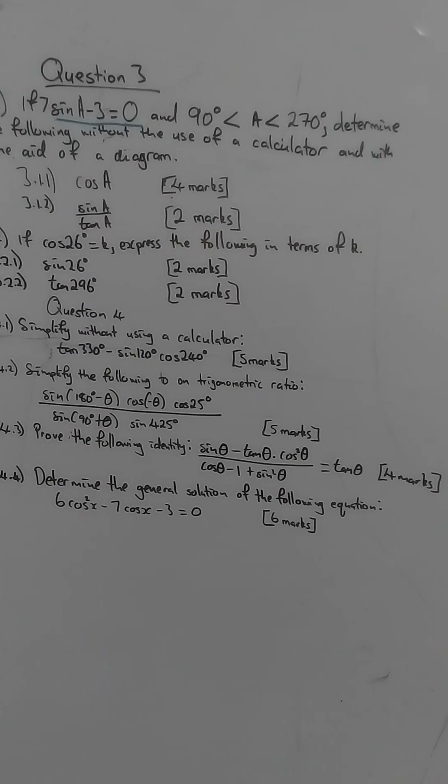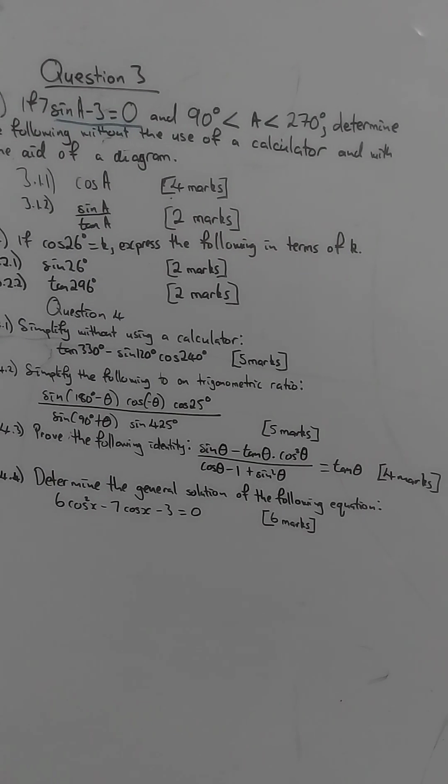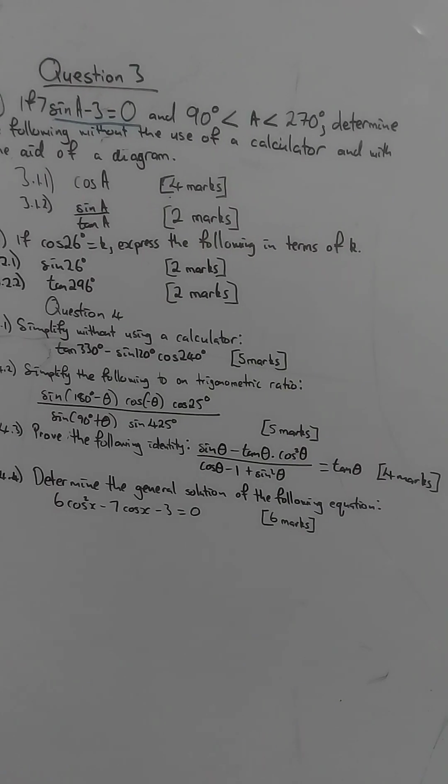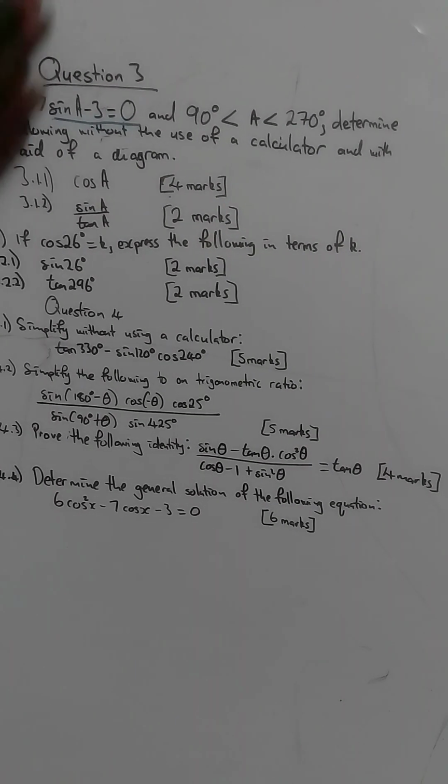Right, welcome back. We are dealing with the June 2025 paper, which was written in Free State. All right, so questions 3 and 4 are trigonometry questions. Now, 3.1 reads as follows.